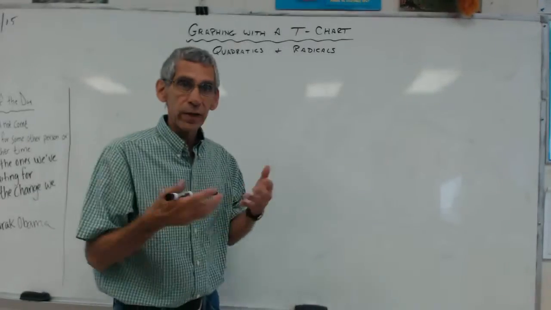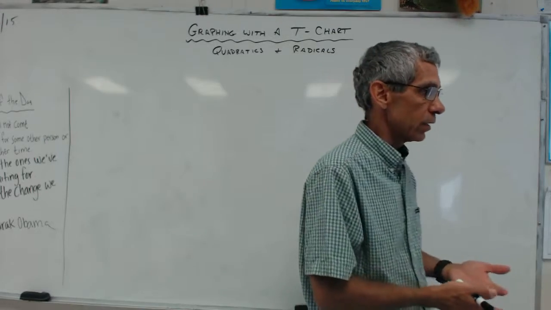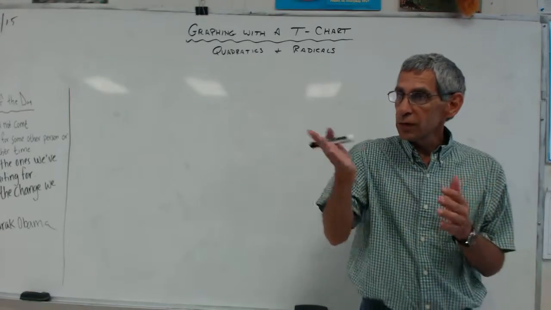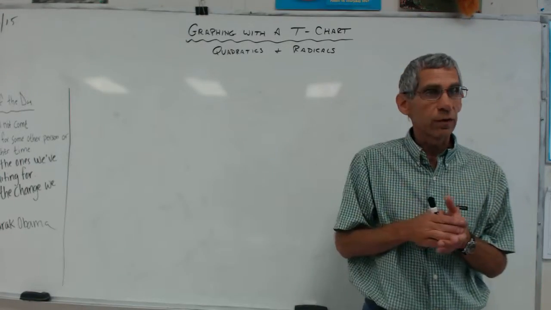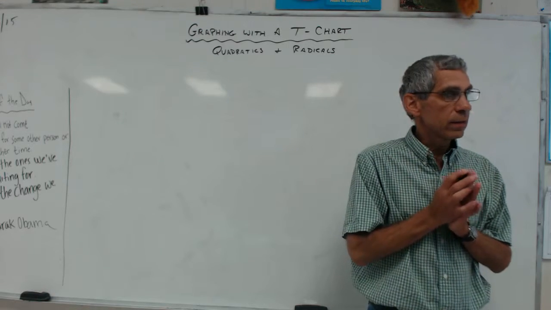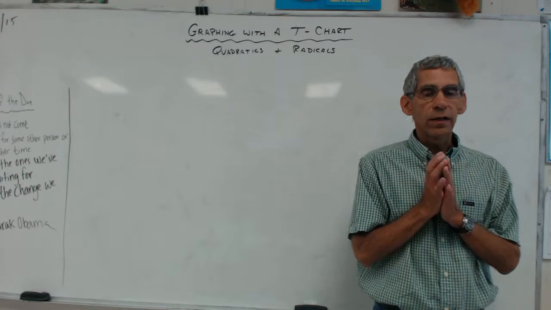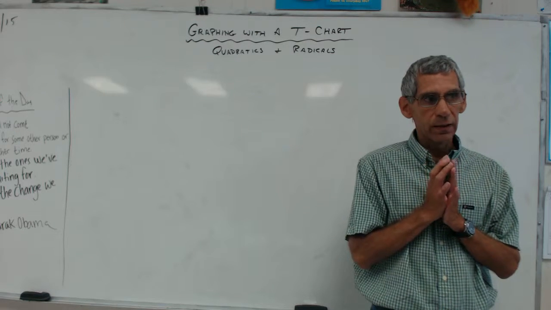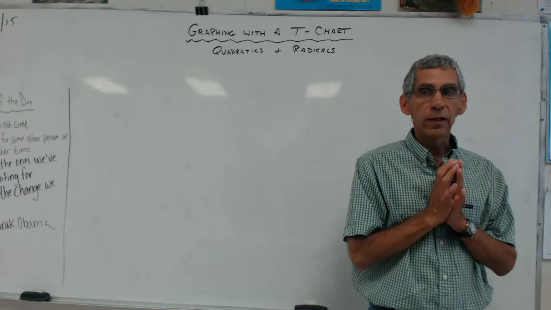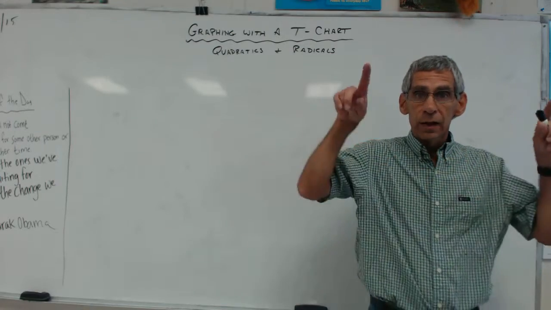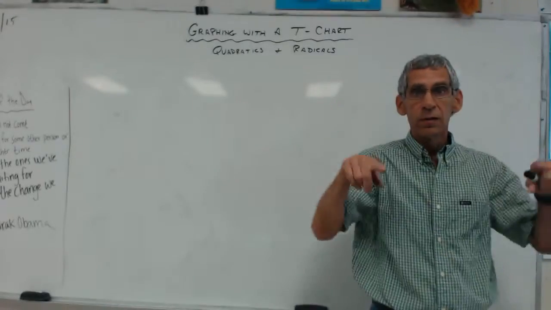So we have been talking about graphing with a T-chart, right? And we've been just doing straight lines so far, right? And how do you know the difference between an equation that's going to be a straight line and an equation that's going to be a quadratic, like a parabola, right?